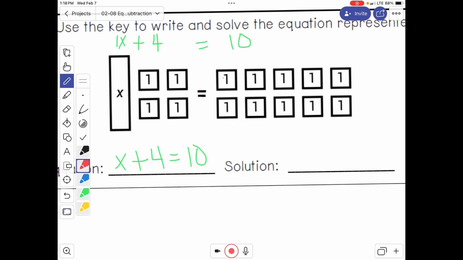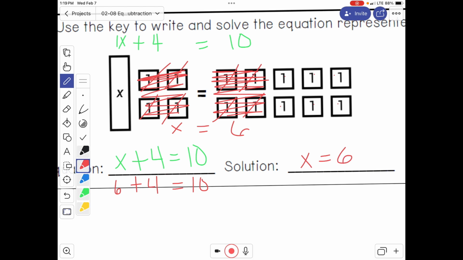What would the x need to be in order to make this a true equation? Well, I could take away 4 from both sides, because if you do something to one side, you have to do it to the other in order to keep it balanced. So if I take 4 from both sides, this now says that x equals 6. And could I plug in a 6 where the x is and that be true? Yes. So x equals 6.